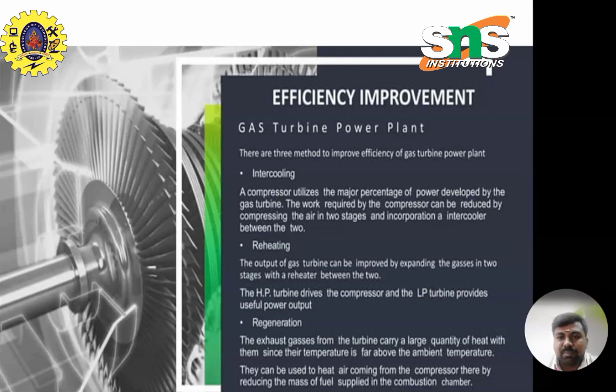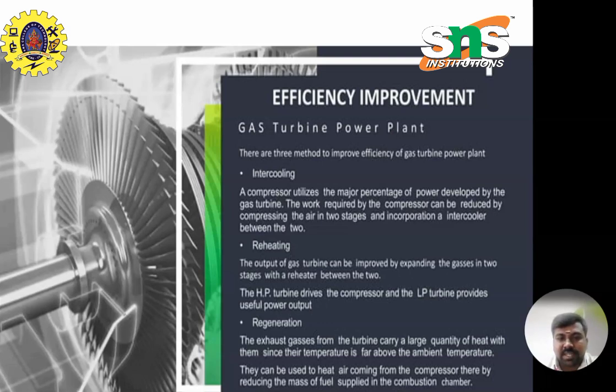Then, efficiency improvement methods. There are three methods to improve the efficiency of gas turbine power plants. The first one is intercooling. The second one is reheating, and the third is regeneration. Now we will discuss them one by one elaborately.